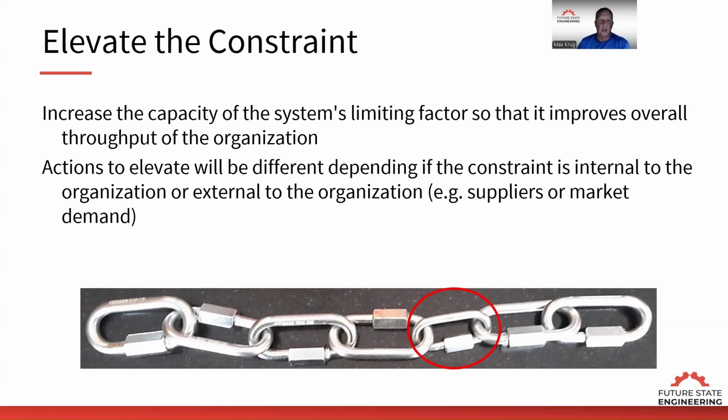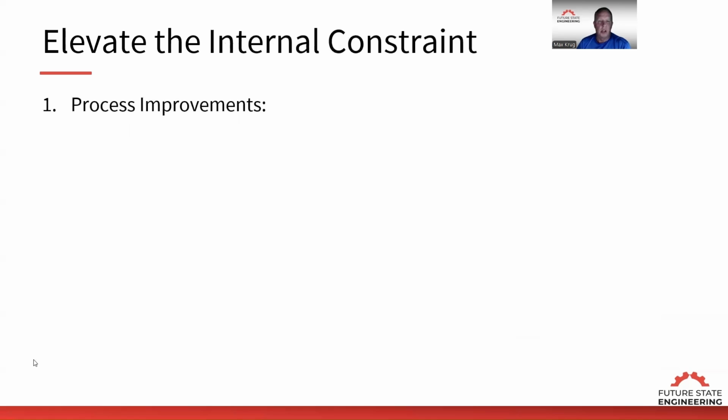So internal is a resource, a machine. External can be a supplier or market demand itself. So we need to understand, is it internal or external, because the actions to elevate are totally different depending on where the constraint is. So let's focus on the internal constraint first.